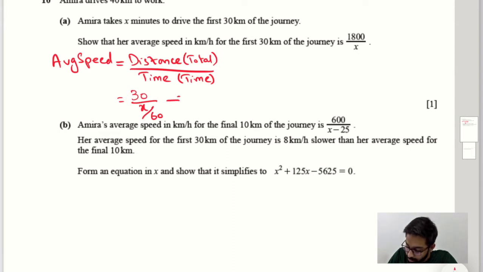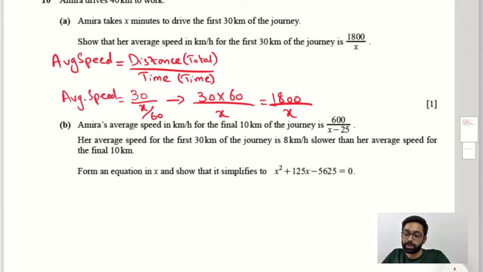So this is what happens. 30 gets multiplied by 60 and then gets divided by X. 30 times 60 is 1800. 1800 divided by X, that is your answer. Okay, so this is the average speed.